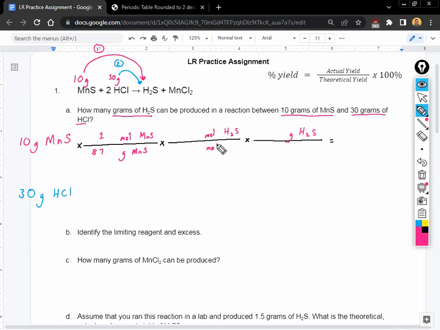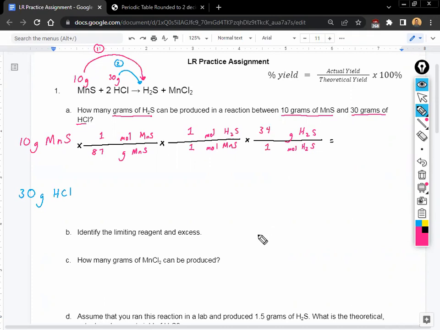Okay, second fraction, we're going to get rid of moles of MnS. We're going to get that number from the balanced equation. What number is in front of MnS, guys? Yeah, just 1. There's no number, so that's 1. What about H2S? 1. Yeah, there's no number. And then lastly, we're going to put moles of H2S on the bottom. Numbers come from the molar mass. We just said S is 32, H is 1 each, so that'll be 34 grams per 1 mole.